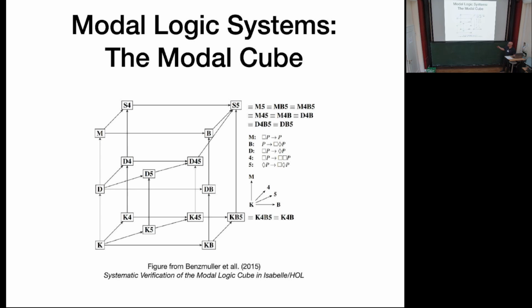Here there is a picture with some more systems. The picture gets more and more complicated if you want to consider a larger set of examples. This picture, for instance, is taken from a paper by Benzmüller et al., which is about an interpretation, a verification of the relation between all these logics, all these modal systems in Isabelle/HOL. This is just to give you an idea, and there are even more systems.